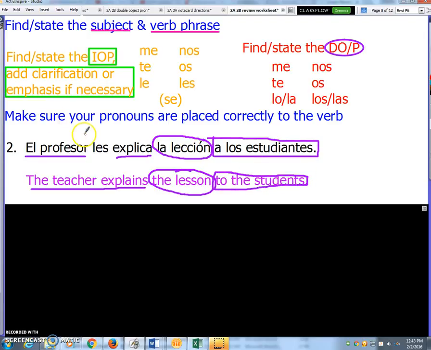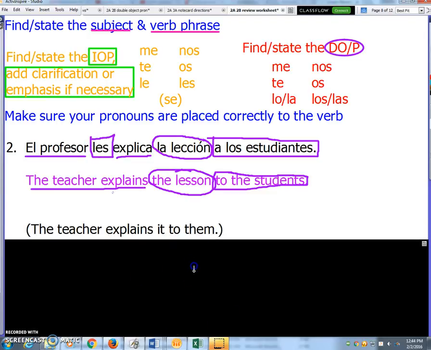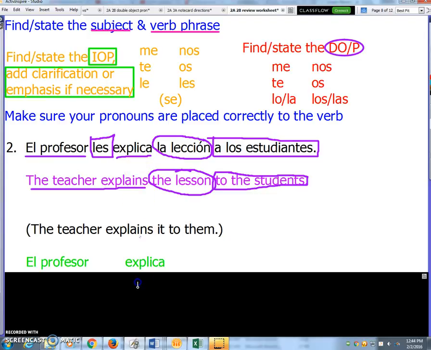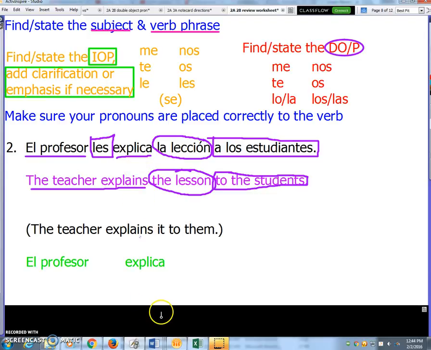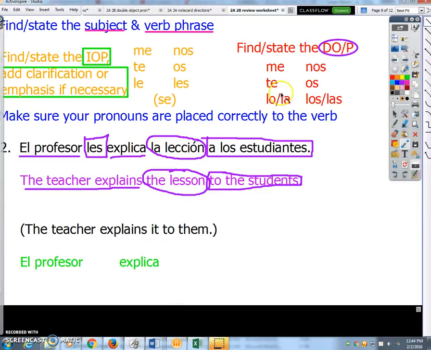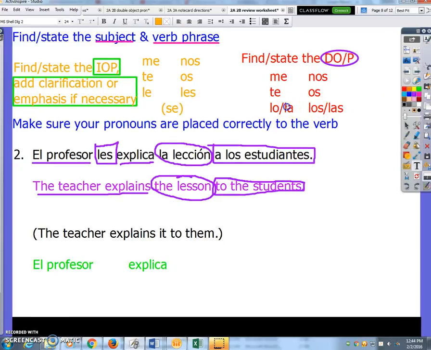And in Spanish, if something's being done to or for someone, you must have an IOP, so that's why it's there. And if I wanted to say the teacher explains it to them, I would still need the subject, el profesor. I would still need the verb, explica, and then I would have to think about what pronouns I would want. Well, if it's being explained, it's being verbed, I need a direct object pronoun to replace la lección. I would need it to be la.